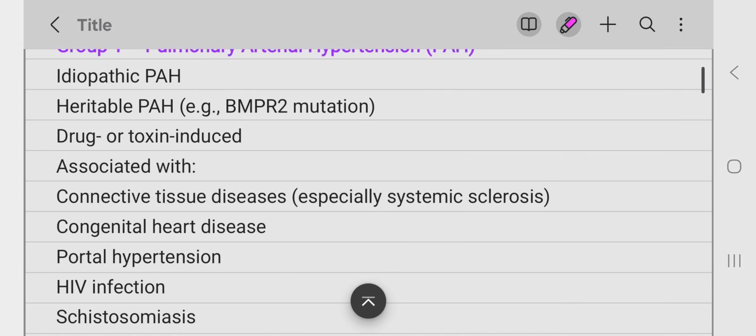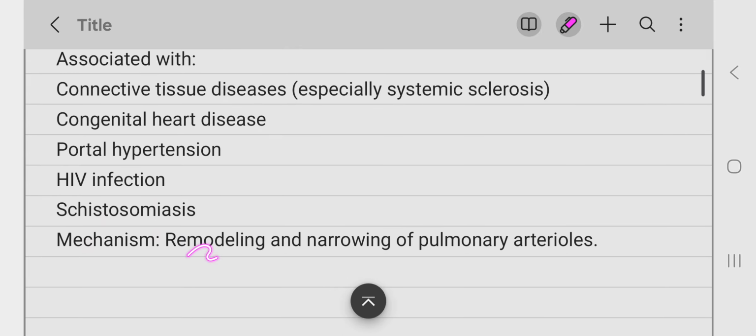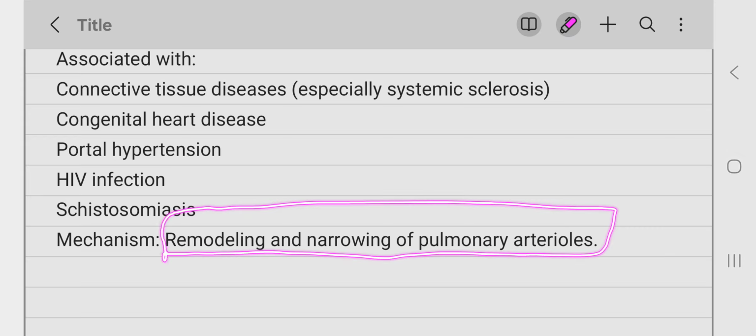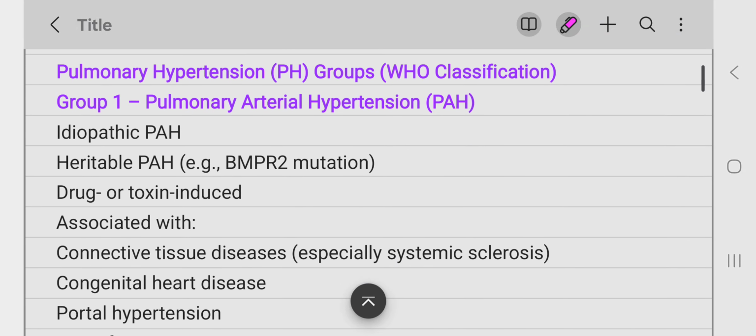If it is associated with connective tissue diseases like systemic sclerosis, then it is also categorized into group 1 pulmonary arterial hypertension. Then congenital heart diseases like ventricular septal defect leading to pulmonary arterial hypertension, then portal hypertension, HIV infection, schistosomiasis, etc. These all conditions lead to remodeling and narrowing of the pulmonary arterioles, and this leads to pulmonary arterial hypertension. This is group 1. So these conditions are categorized into group 1 of pulmonary arterial hypertension.